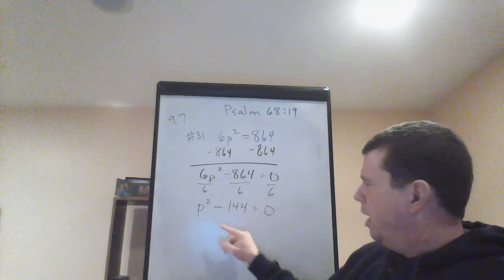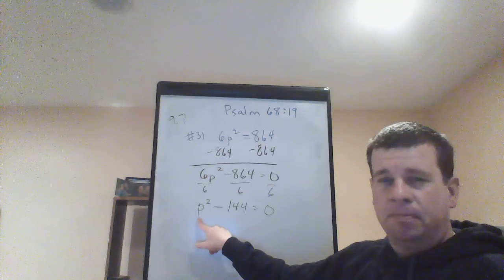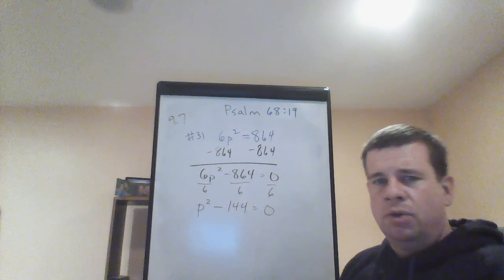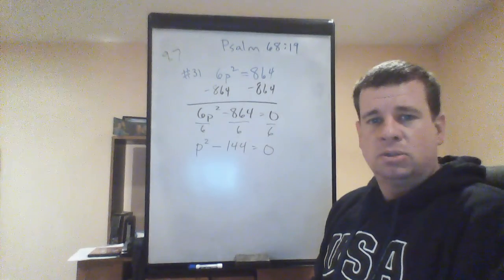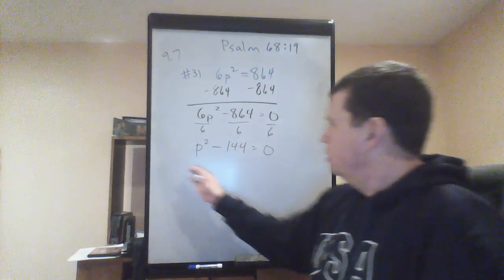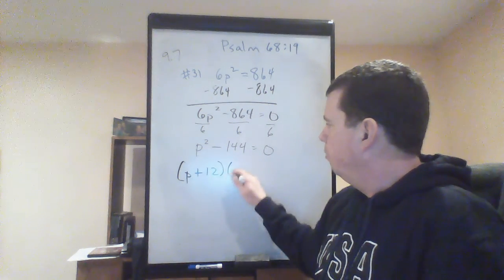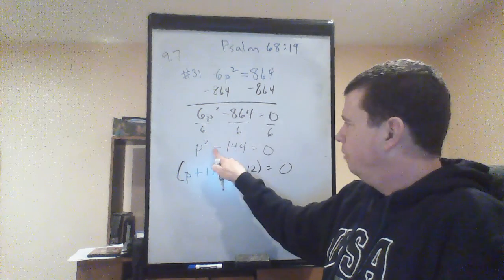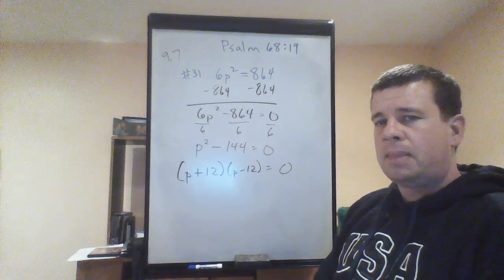Now, let's look and see. It is a subtraction problem involving two terms. This is a perfect square, p times p, and 144, hopefully you recognize as a perfect square, 12 times 12. So now we're ready to factor this. I can factor it as p plus 12 and p minus 12. This is a difference of two squares, and that's always how we factor those.